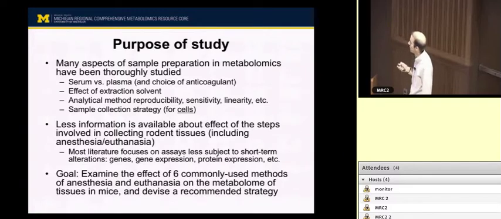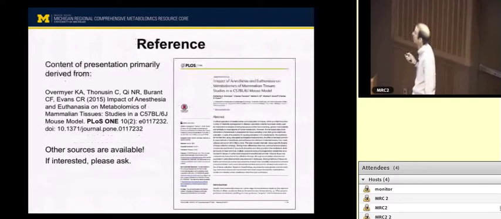So we wanted to look at 6 commonly used methods of anesthesia and euthanasia, a necessary part of collecting tissues, not the only part of the procedure, and see how they might affect the metabolome. That way, if we chose a particular strategy, the changes that we might observe between our 2 lines of rats that we're studying, or whatever other condition we were looking at, would really be due to the differences from the biology and not from the sample collection. Most of the data is in this paper that we wrote some time back. There are other sources available on this. If you're interested in this specifically, please ask.